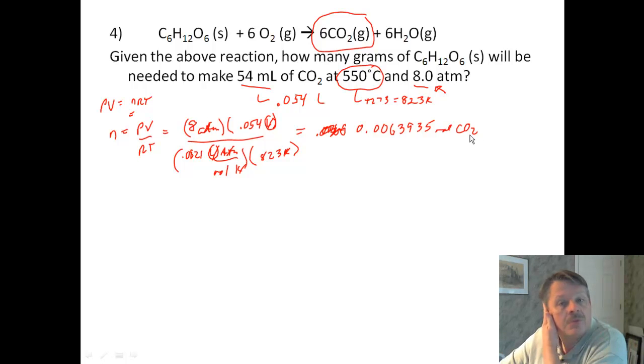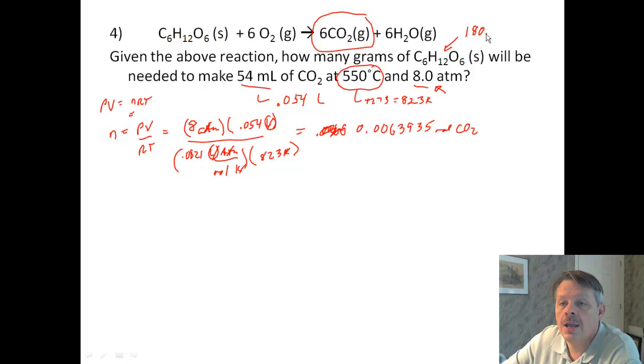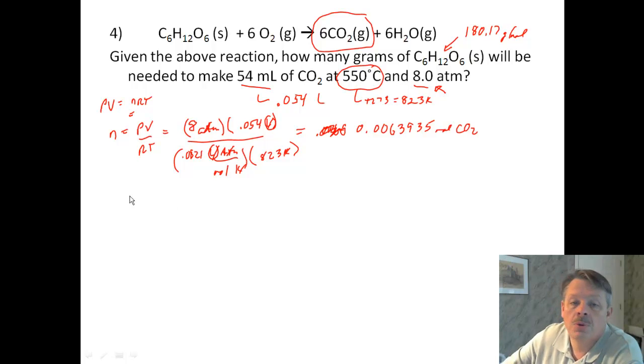Now, we have to work backwards to figure out how many grams of sugar that is. Well, what we have to do is figure out the molar mass of sugar. Well, if you sit down and do the molar mass of sugar, 6 carbons, 12 hydrogens, 6 oxygens, I'm not going to waste your time with that. Right? That's a total of 180.17 grams per mole.